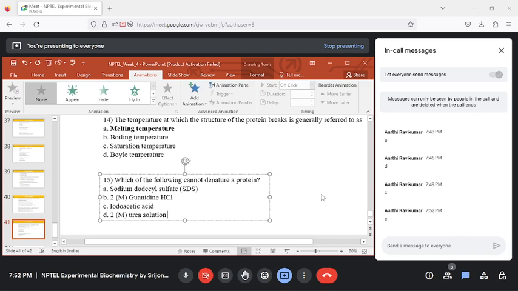What does sodium dodecyl sulfate do? It gives a uniform negative charge to the protein, because of which the protein gets denatured and unfolds itself. We have seen the use of SDS in SDS-PAGE when we run the protein and check the protein expression. Guanidinium hydrochloride is a denaturant and it also hampers your hydrophobic interactions. We have seen urea performing the same role, but iodoacetic acid is an alkylating agent which cannot denature our protein. So yes, option C is the right answer.